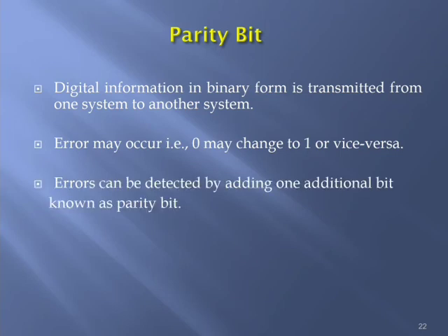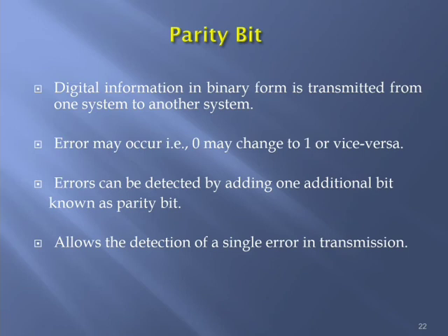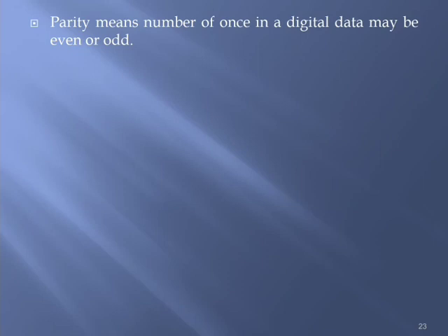Errors can be detected by adding one additional bit known as parity bit. So during transmission there are chances of errors occurring, and these errors can be detected by adding one additional bit, which is called the parity bit. In order to detect whether any errors have occurred during transmission of digital data from one system to another system, you need to add one more bit, which is known as the parity bit. The parity bit allows the detection of a single error during transmission of digital data from one system to another.